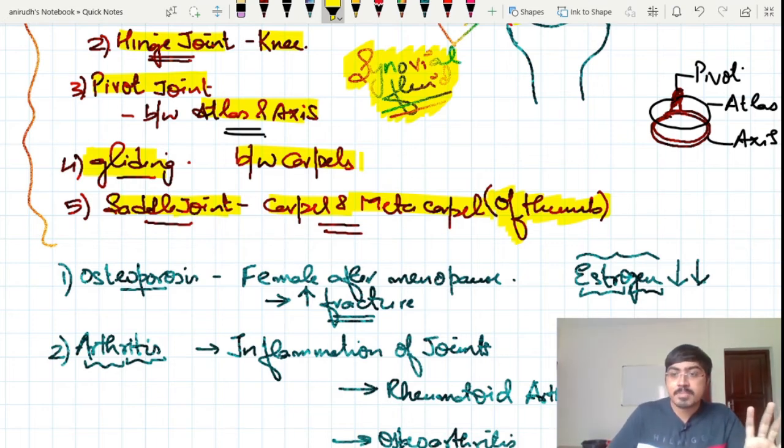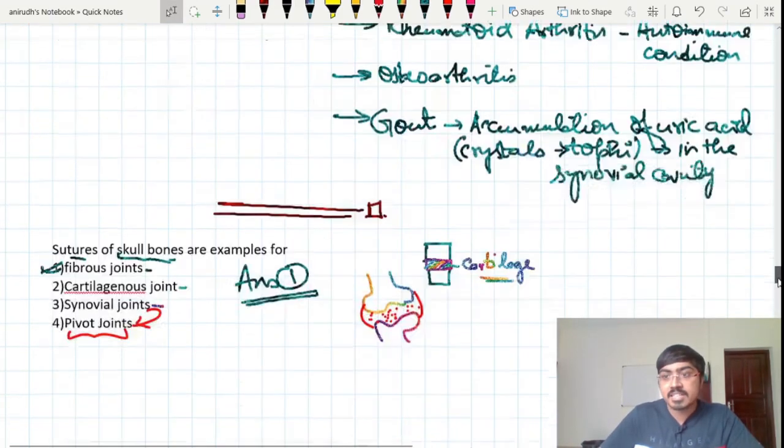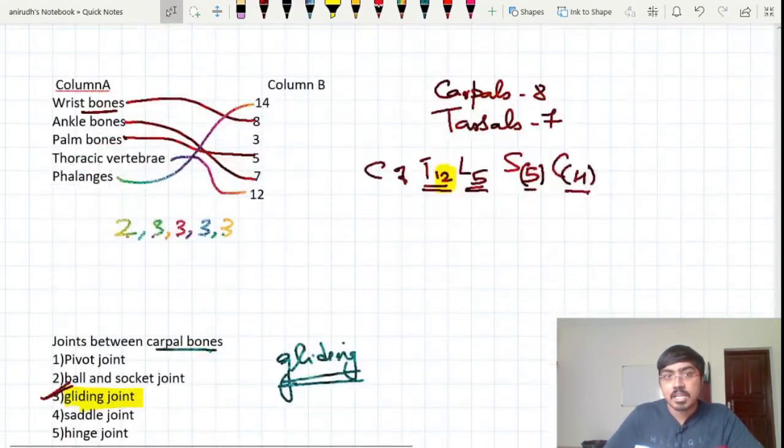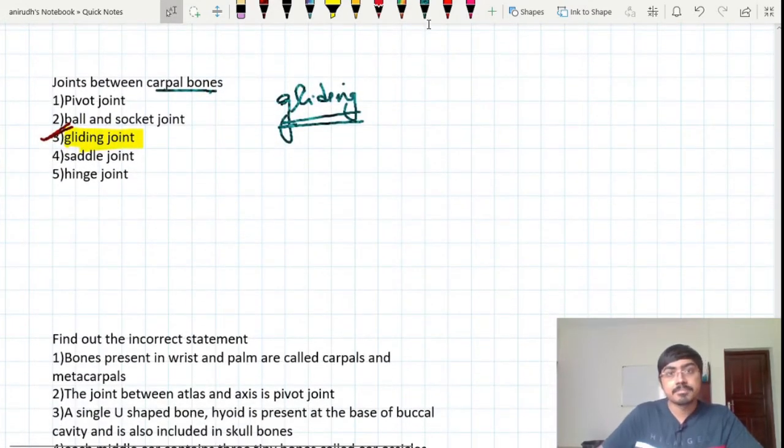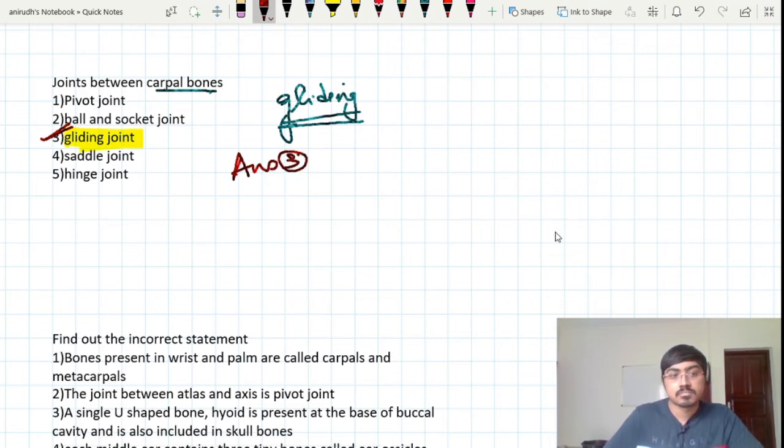So these are all the types of the synovial joints that are given in the textbook. We have just now again revised what we have discussed in the class. So yeah, that's it. Okay. So this is gliding joint. So all types of joints that are there in the textbook have been given in this particular option. So answer for this question is option third. Next.